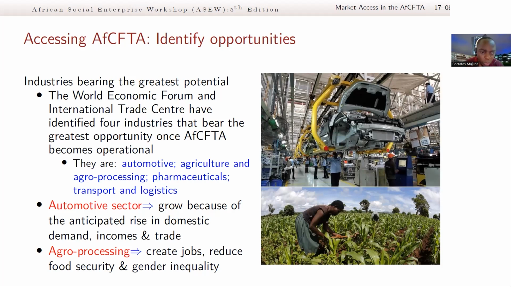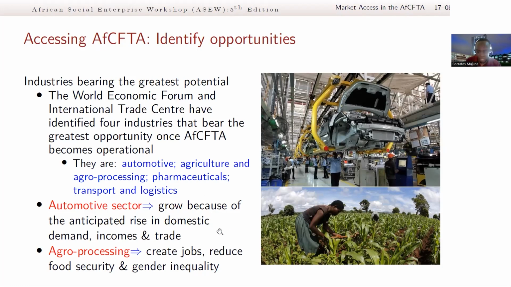As for the automotive sector, as you can see here, this entails sectors that deal with, for instance, assembly of cars and motor vehicles and whatever. So this is projected to grow because of the anticipated rise in domestic demand in cars and vehicles and whatever. We also anticipate a rise in income, meaning there's a rise in demand that will come with it. And then also as trade increases, then we will actually need a lot of this sector to be there to really serve us.